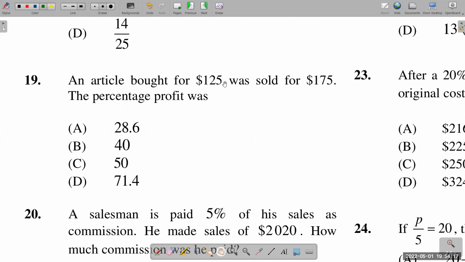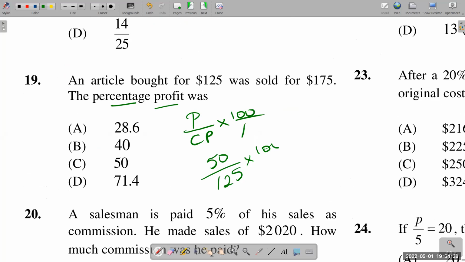An article bought for 125 was sold for 175. The percentage profit, you should remember, is profit over cost price times 100 over 1, because we want a percent. So what is the profit? The profit is 50. What is the cost price? 125 times 100 over 1. So if I use 25 to cancel, that would give me 2 over 5. 5 into itself goes once, 5 into 100, 20 times. 20 times 2 is 40.